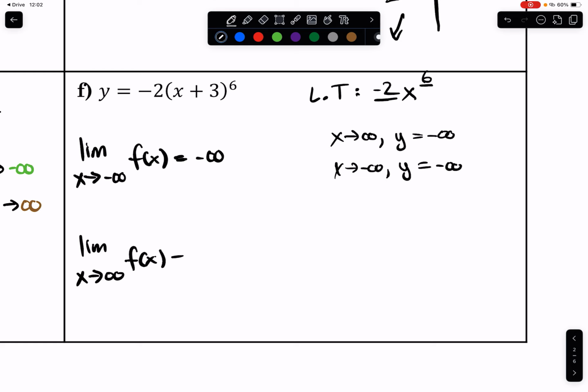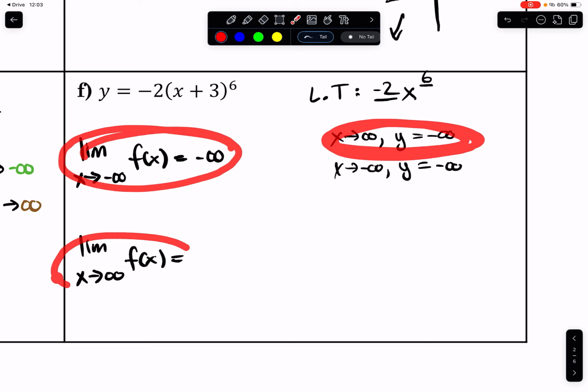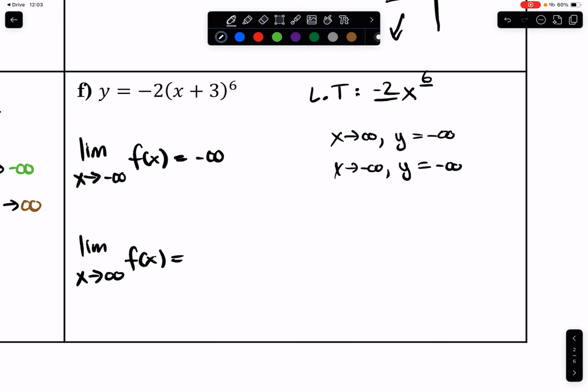And I always write the left one first, even though I'm always calculating and identifying what's happening on the right first. I always write the left one first and then the right one second. It really doesn't matter though, as long as you understand that this notation, because it's going towards negative infinity, is the left, and this notation is for the right.